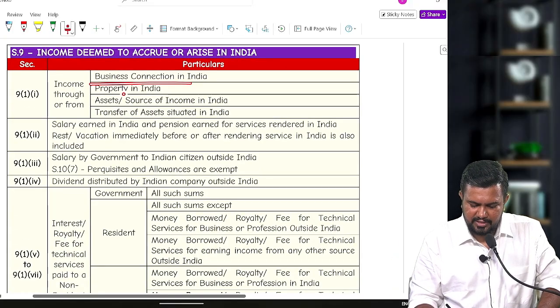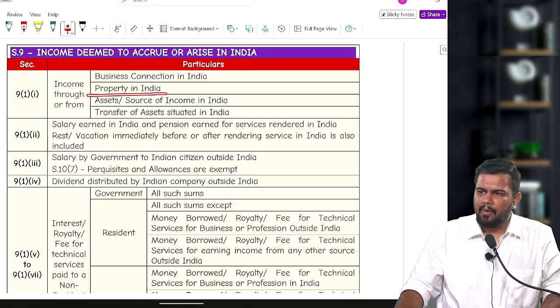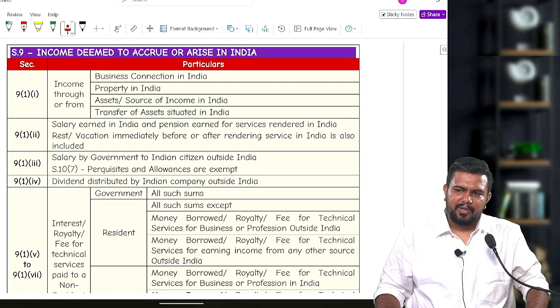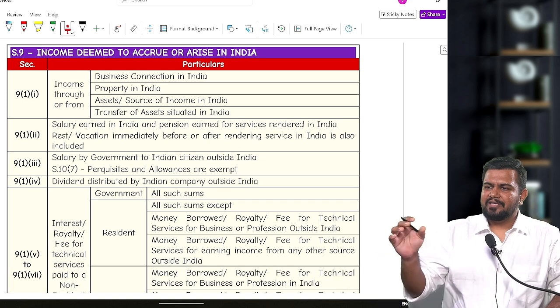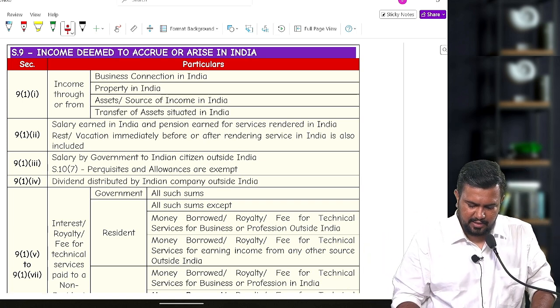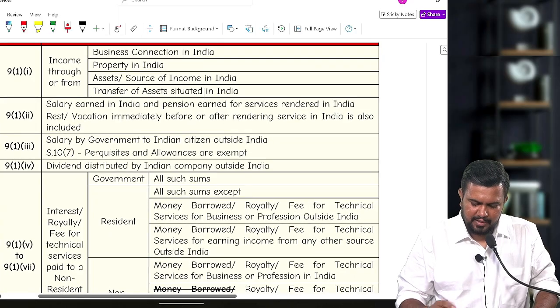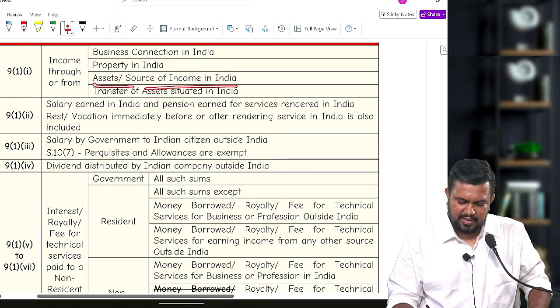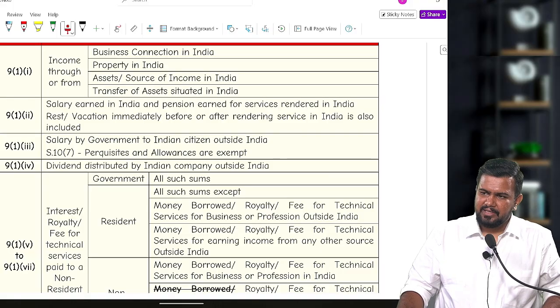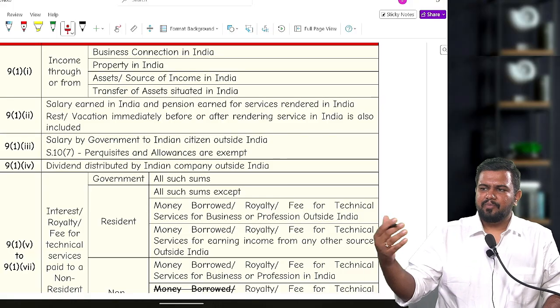Now let's come to the next point, income through or from any property in India. So in India, there is any property, for example, land or building. From that land or building, you are receiving any rent. It is called income deemed to accrue or arise in India. Then any asset or source of income in India. If there is any asset, for example, plant and machinery is in India, using that plant and machinery, some production is running.